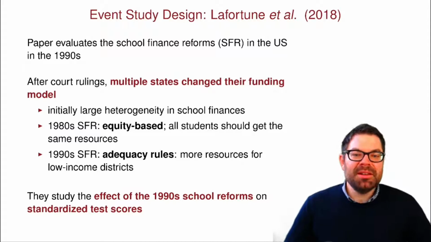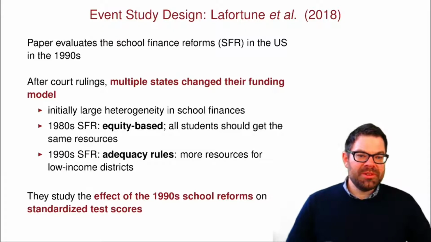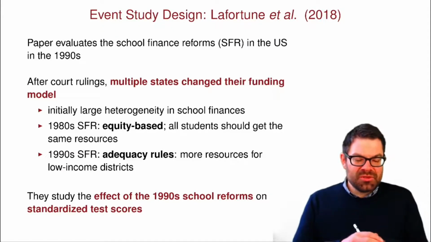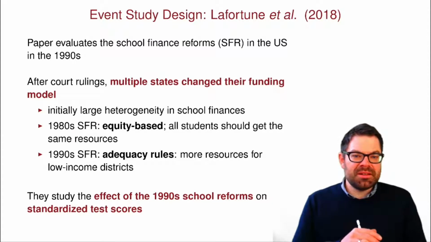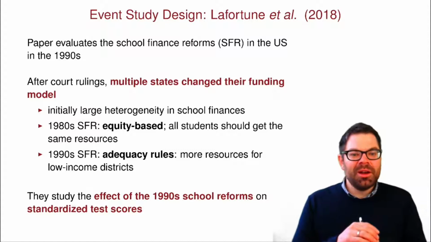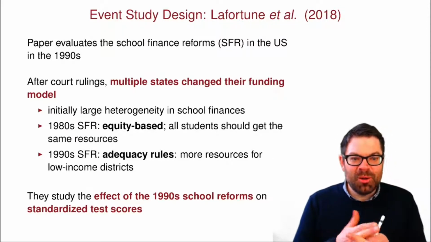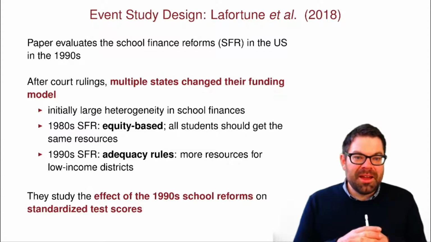Now, what they study there is a gradual reform in the US in terms of school finances. So for public schools, you obviously have huge heterogeneity in school finances because the school finances depend, among other things, on local tax rates and local tax revenues, which are obviously higher in places where people with higher incomes live.